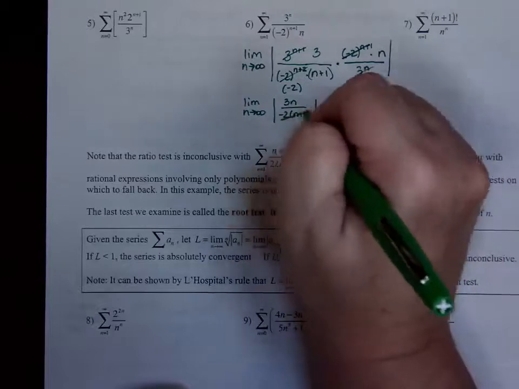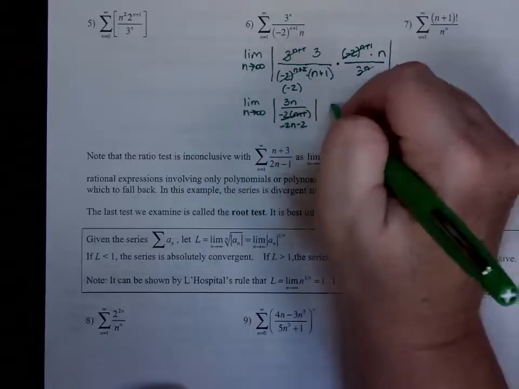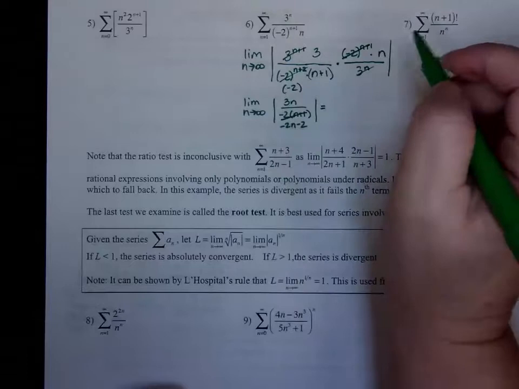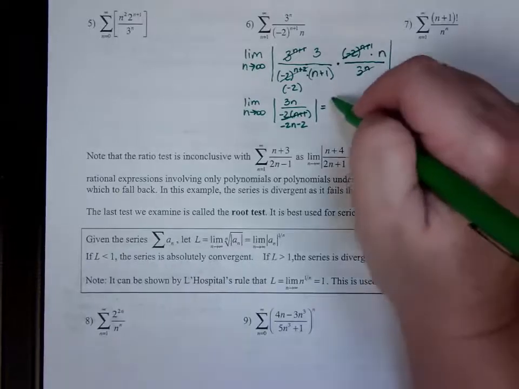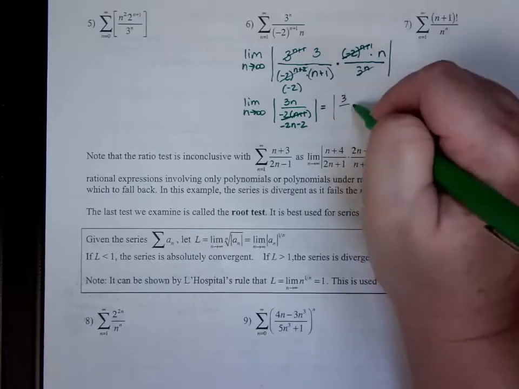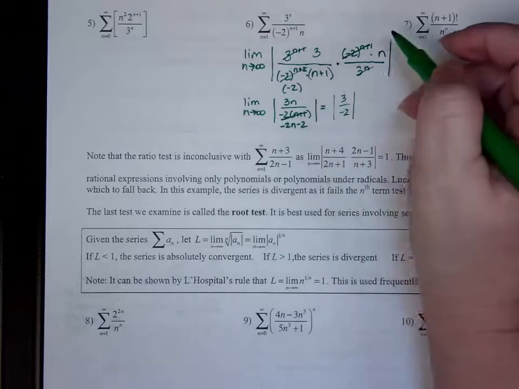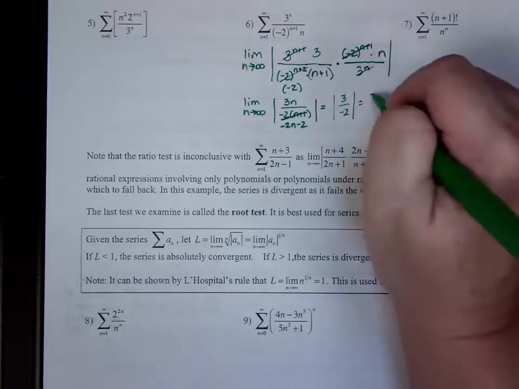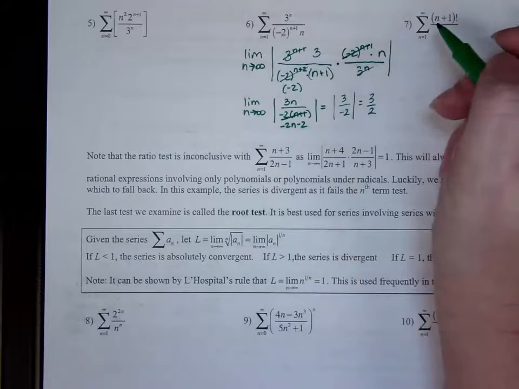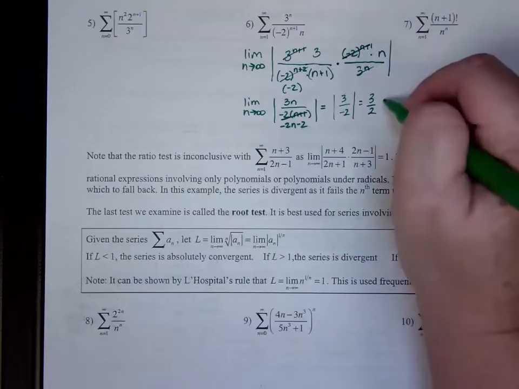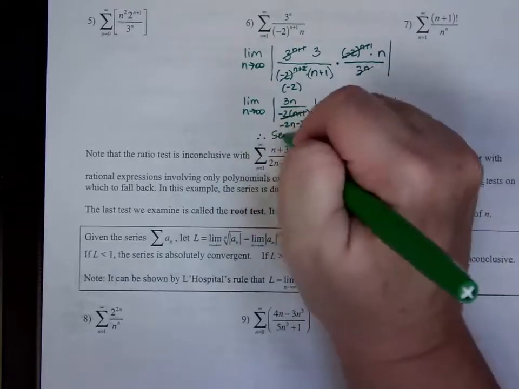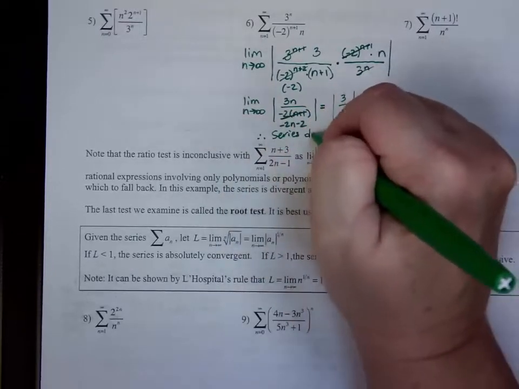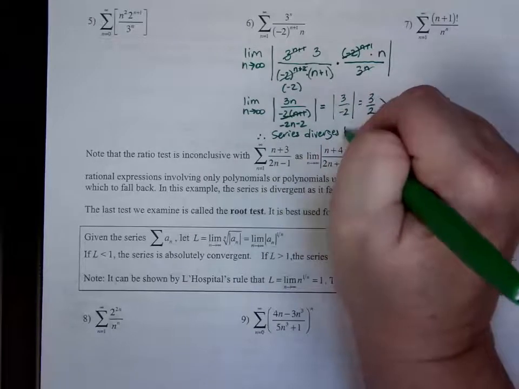Go ahead and distribute, -2n minus 2. Do I need to do L'Hopital's again? Yes. So the numerator will be 3 and the bottom will be -2, but remember I'm in absolute value, which means that the final answer is 3/2. So is that bigger than 1 or smaller than 1? Bigger. Therefore the series does what? Diverges by the ratio test.